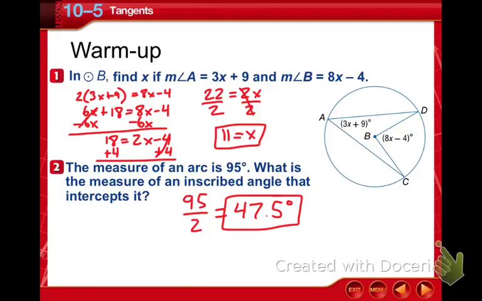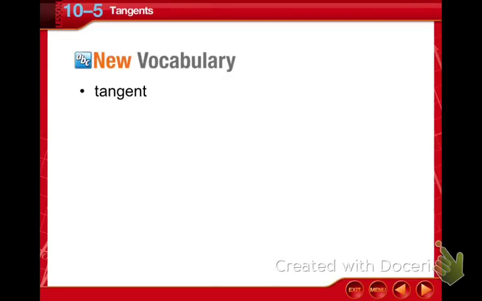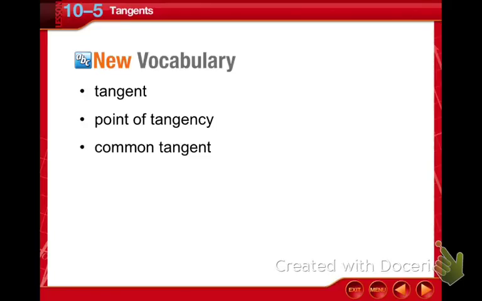Alright, so we got a few vocab words today. I think it's 4. Tangent, point of tangency. So a tangent is a line that touches a circle in one point, and that point is the point of tangency. Common tangent means that they have two circles near each other that have the same tangent, and a secant is basically a chord, but a chord doesn't continue outside of the circle. A secant will continue outside of the circle. It's a line instead of a segment.